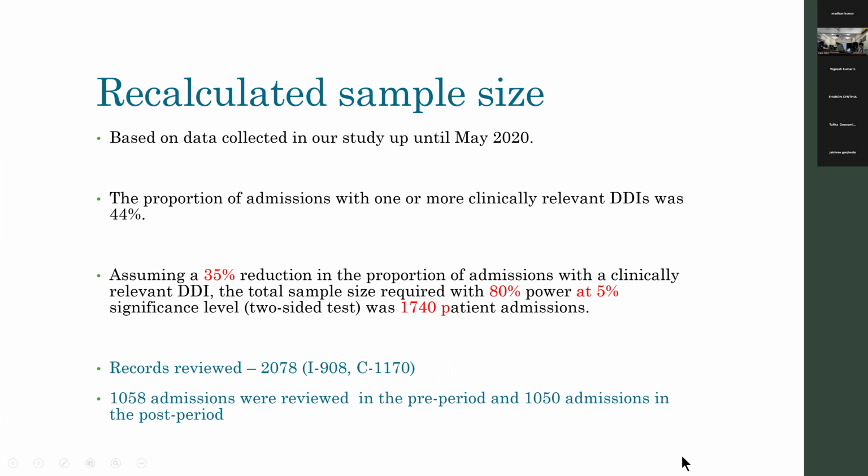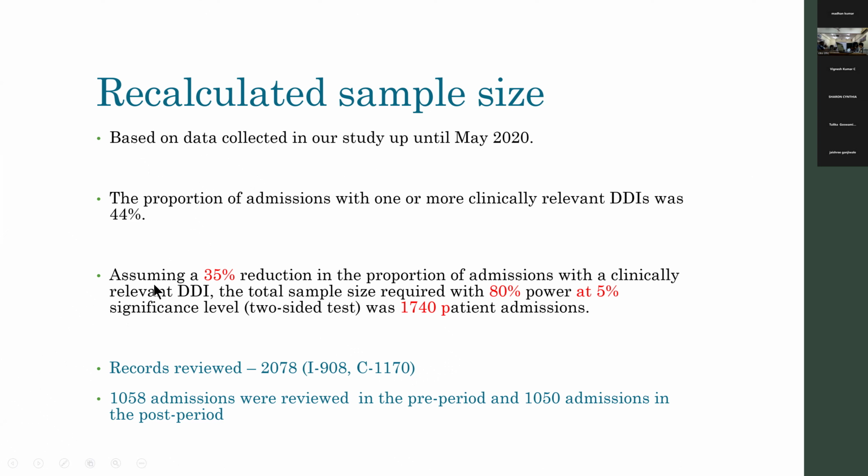If that is a huge assumption, the sample size should be very small. You won't get a sample size of 1,700. You will get 200, 300 because it's huge. You are assuming it's going to be a miraculous intervention. Actually, the sample size is large because it is 35% of 44.